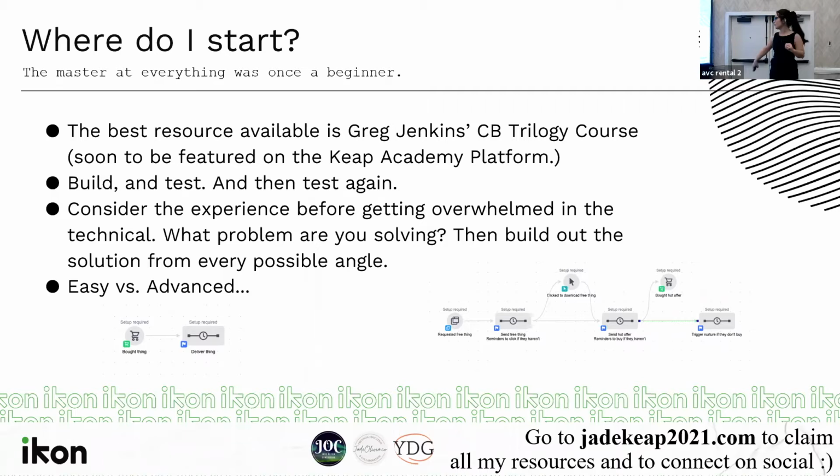Okay. Advanced automations is when there's multiple entries, multiple exits, multiple lanes. You never know what's going to happen. If this, then that, go over here. But what about that?